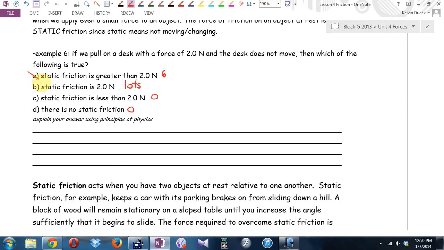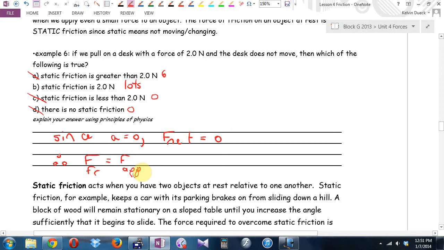So that can't be right. Oh, and I'm pretty sure there is friction. Okay? Explain your answer using principles of physics. Since a equals 0, F net has to be 0. What do 3 dots like that mean? Therefore, friction has to equal applied. You might even do a free body diagram if you really wanted to impress me, but it's got to be a tie.